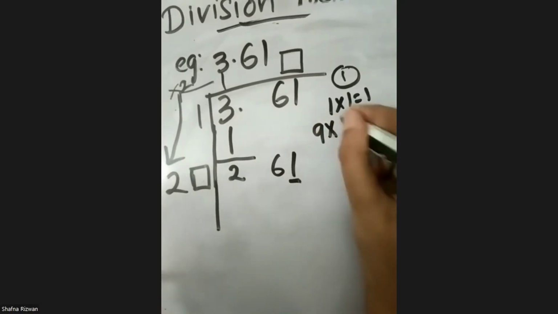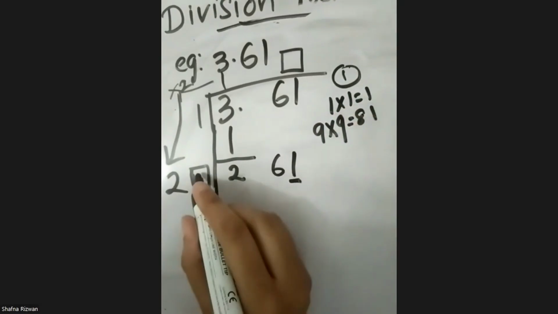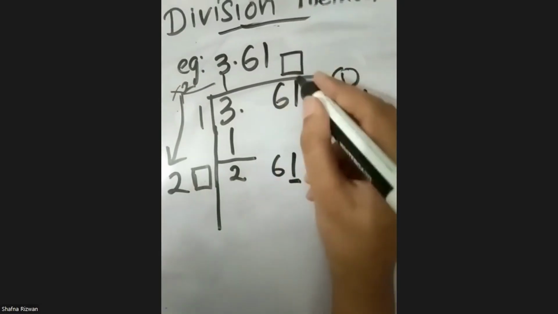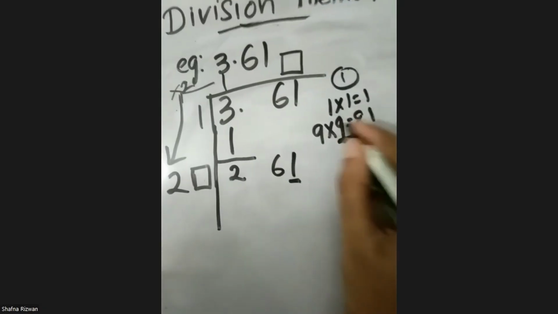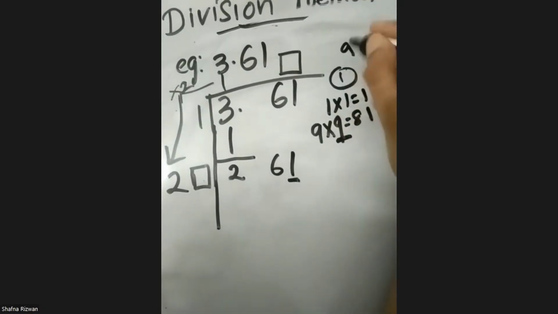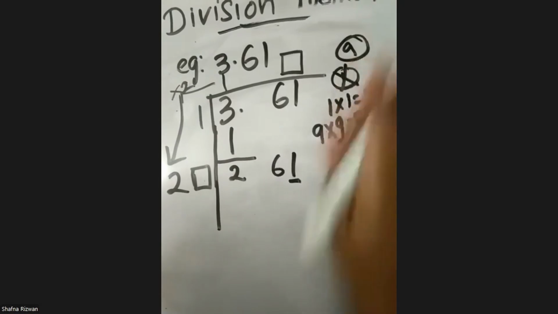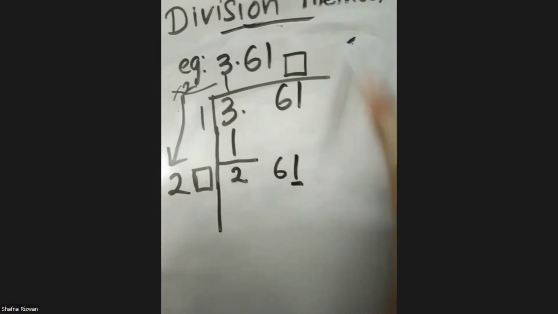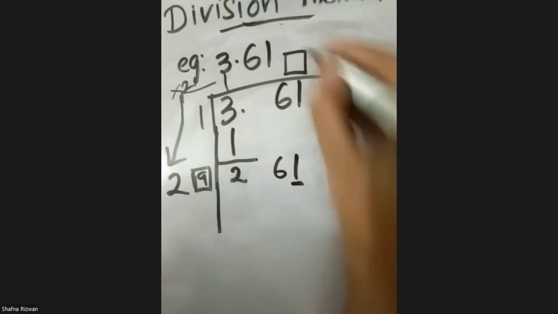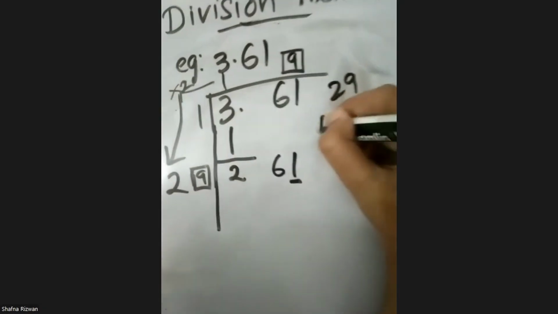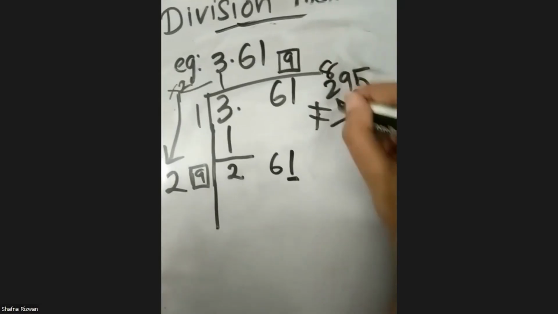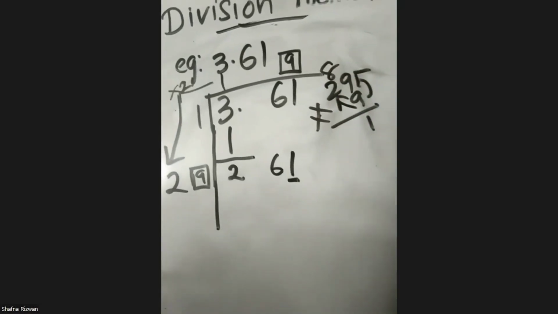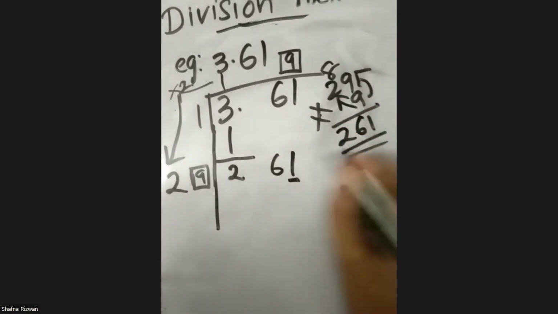9 by 9. So can I use 1 here? 21 multiplied by 1 will give me 21. So I can't take 1. But 9 can I use? Yes, it will work. So I'm going to use 9 here, another 9 here. Let's see, 29 multiplied by 9 is how much? 9 into 9 is 81. 9 into 2 is 18. 18 plus 8 is 26. So perfectly we are getting it.